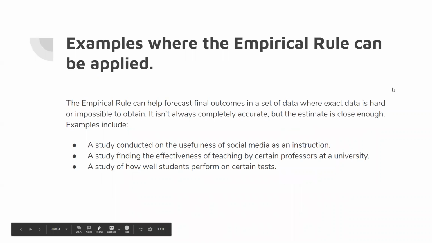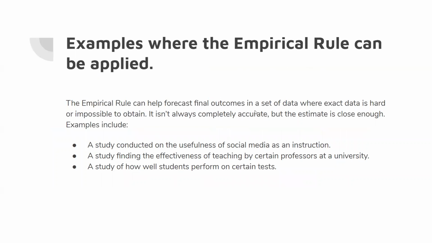Examples where the empirical rule can be applied. The empirical rule can help forecast final outcomes in a set of data where the exact data is hard or impossible to obtain. It is not always completely accurate, but the estimate is close enough. Examples include a study conducted on the usefulness of social media as an instruction. You're not going to be able to go to random people because not everybody learns the same way. For some people it works well, some it doesn't, and it's very hard to gather that type of information, but you can use the empirical rule to calculate whether or not it is effective.